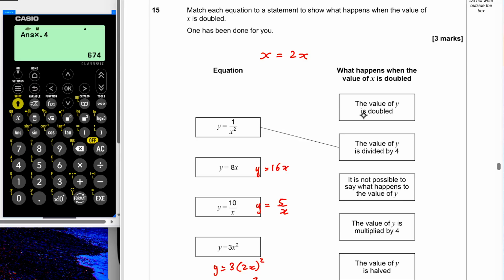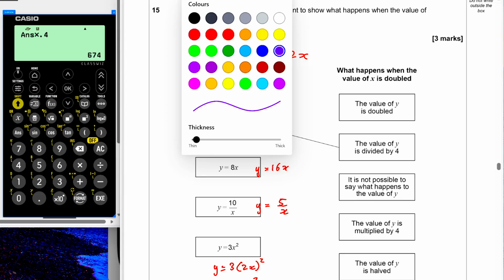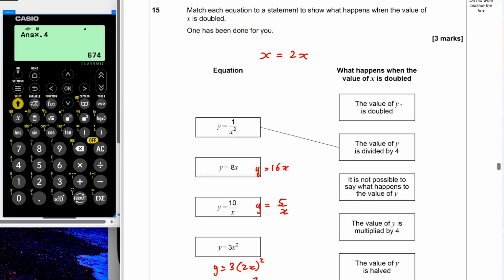Which one of these? The value of y is doubled. So these are actually slightly different to what I was expecting. So I'm going to rearrange these a further step, because they're all talking about what happens to the value of y, which I should have spotted up here. So if I convert this back to having 8x there, so 2y is now equal to 8x.